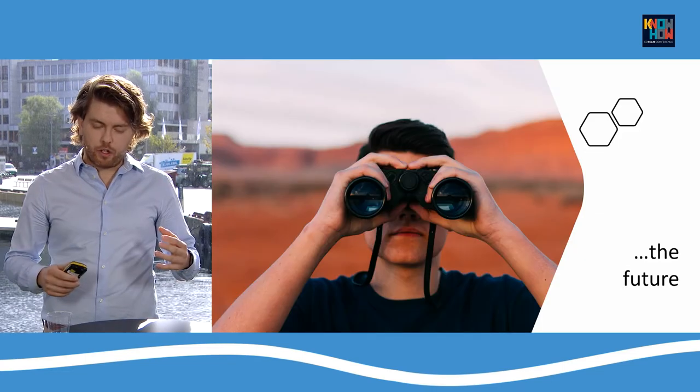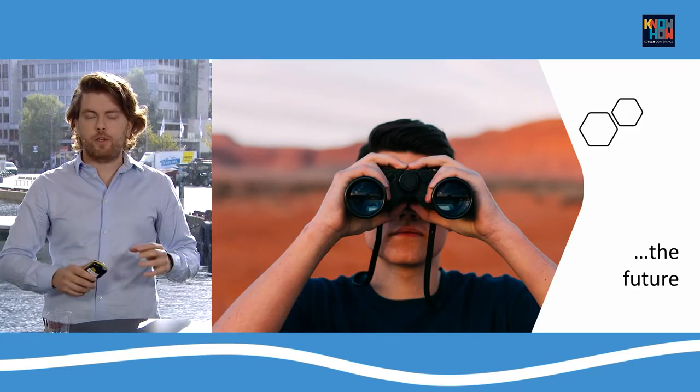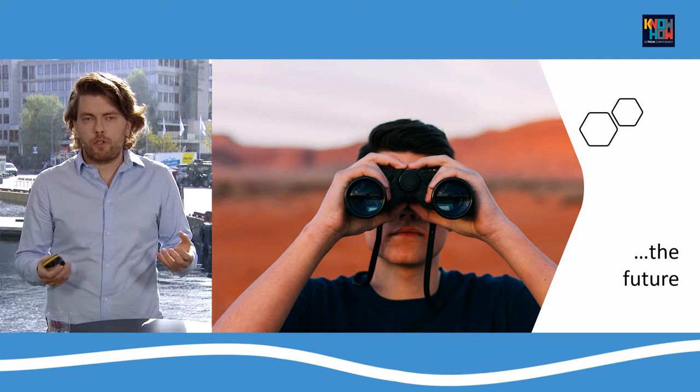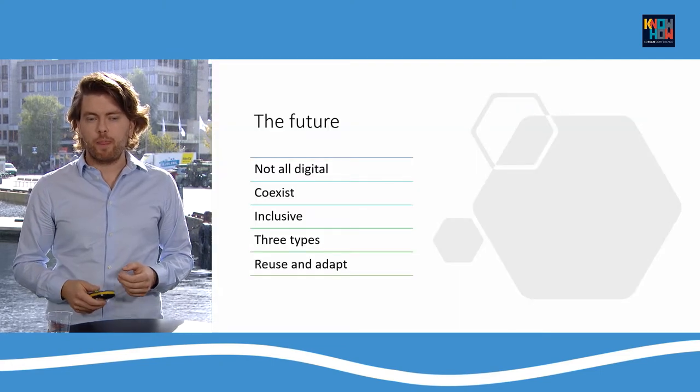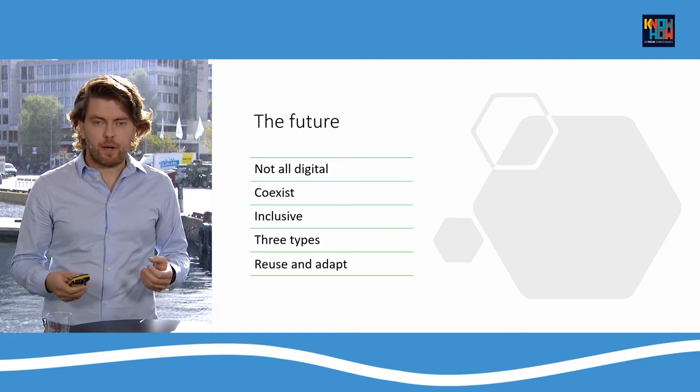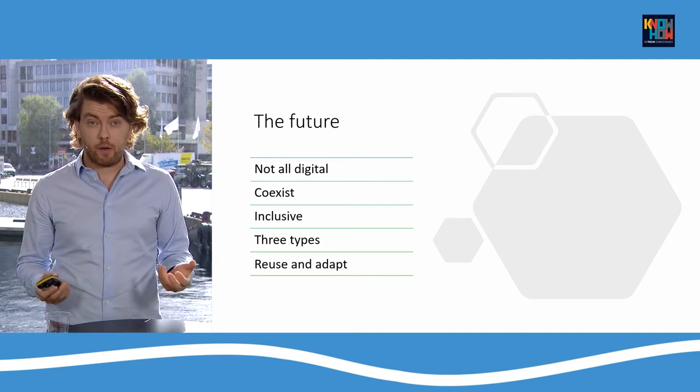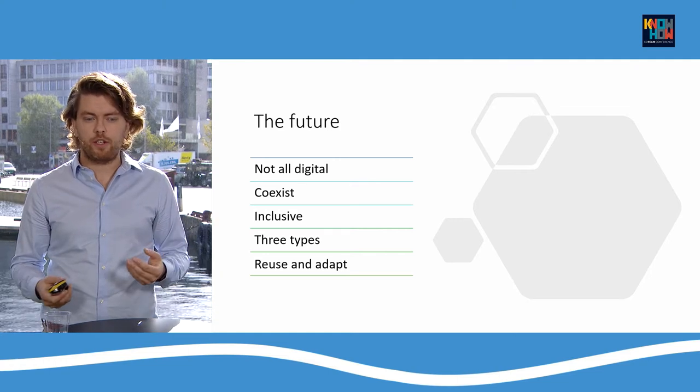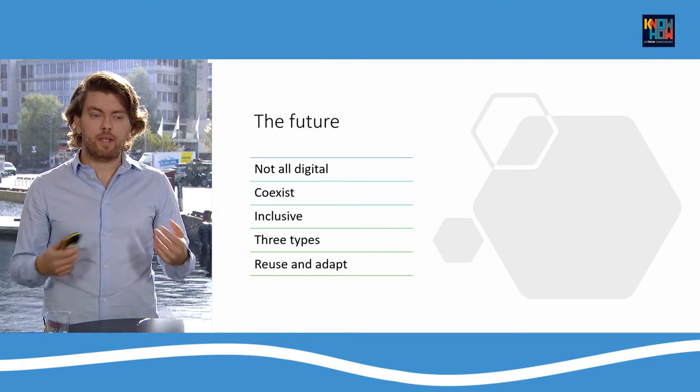So if I look to the future and see if you resolve all these issues, what would an ideal future from my point of view be for a student? I believe it shouldn't all be digital. It should be on-campus presence. I want to be on campus. I love being on campus, talking with my fellow students and teachers. But I believe these systems can coexist.